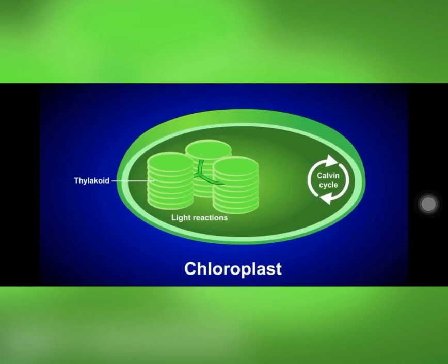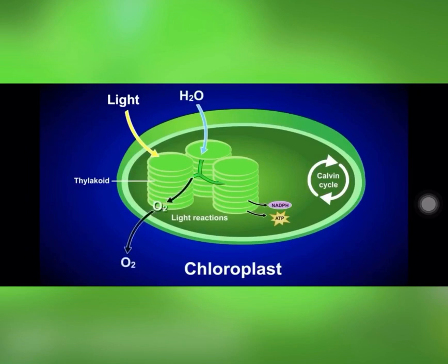The light reactions occur within the thylakoid of the chloroplast. Here, special pigments absorb light energy and transfer it to high-energy electrons, which ultimately produce the electron carriers ATP and NADPH. Water is also split to replace the high-energy electrons, and in the process, oxygen gas is a byproduct.